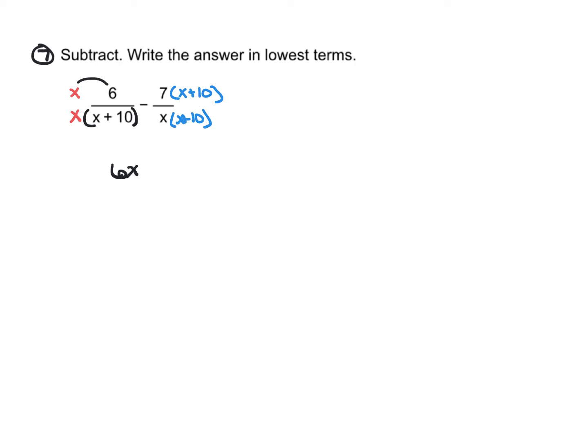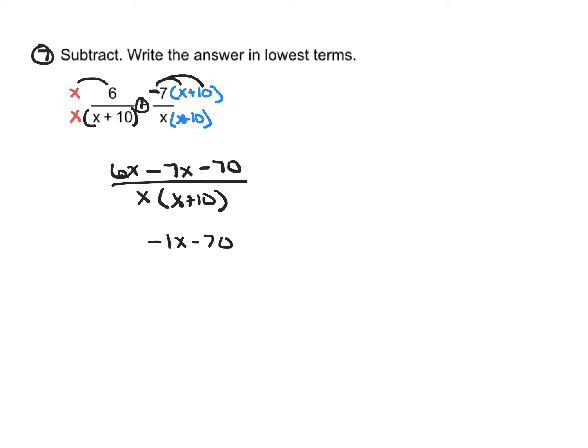And now I need to take this negative 7. So a way to think of it is to just move that negative up to the 7. Negative 7 times the x. And negative 7 times the 10. And my bottom is x times x plus 10. My top becomes negative 1x minus 70 over x times x plus 10. And since both of these don't have an x, and 10 isn't a factor of both of them, this is as simple as it's going to go. So I'm done.